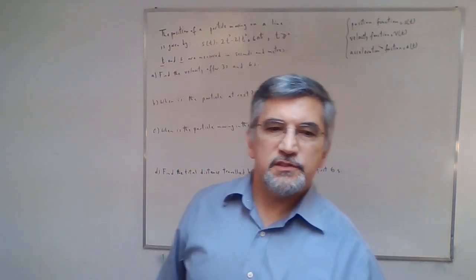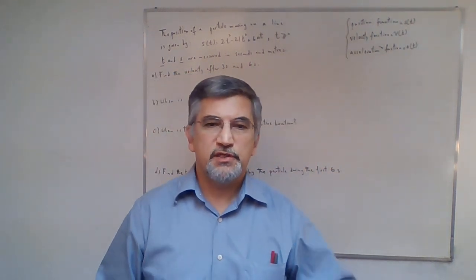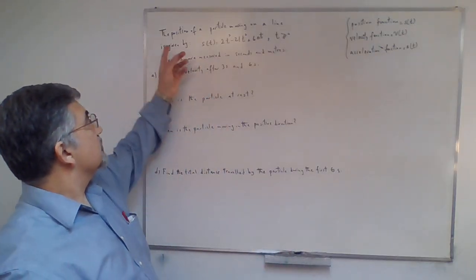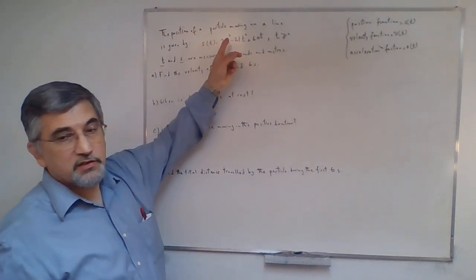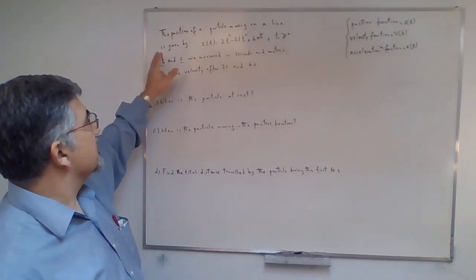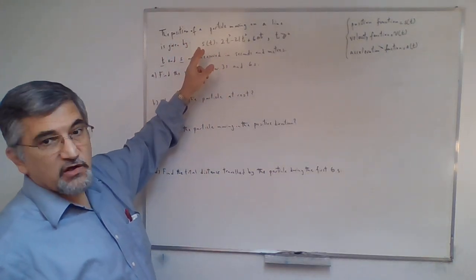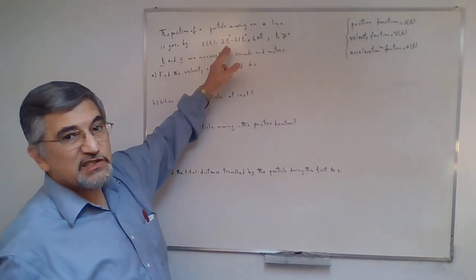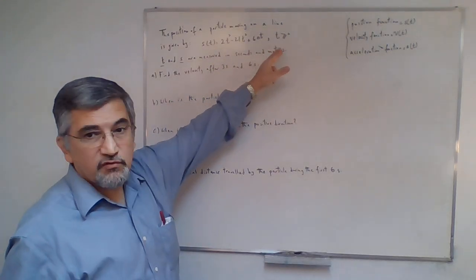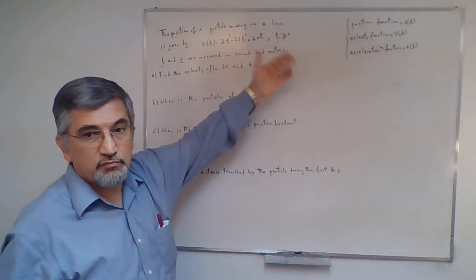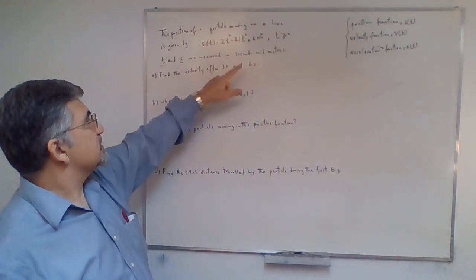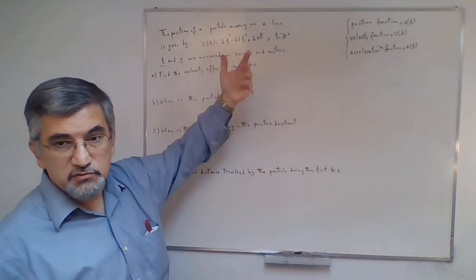Hello everyone. In this lecture we want to talk about applications of higher order derivatives. It says the position of a moving particle which moves on a straight line is given by the equation S of t equals 2t cubed minus 21t squared plus 60t, and of course t is greater than or equal to 0 because t is time and time cannot be negative. Time is measured in seconds, S is measured in meters.